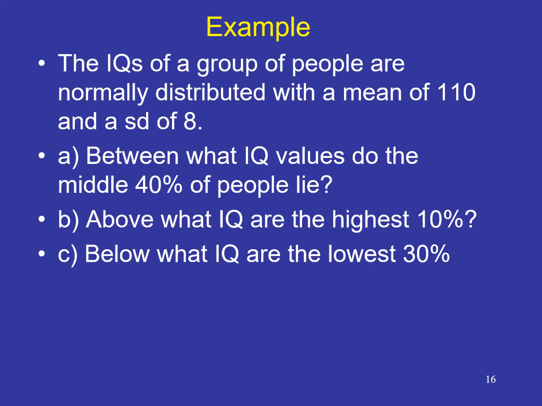Let's look at an example. The IQs of a group of people are normally distributed with a mean of 110 and a standard deviation of 8. Between what IQ values do the middle 40% of people lie? Above what IQ are the highest 10%, and below what IQ are the lowest 30%?